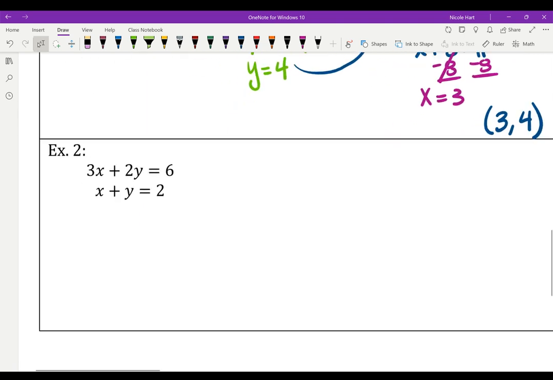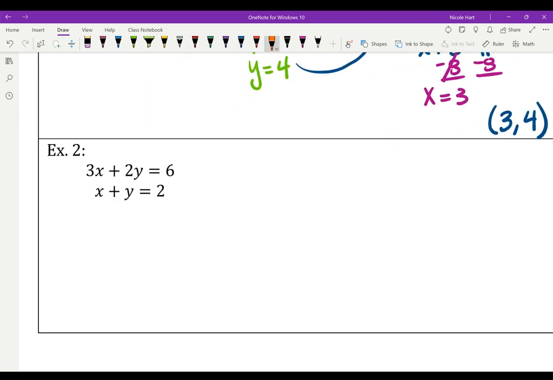Looking at example 2 here. I want to go straight into this. I am looking at 3x plus 2y equals 6, and x plus y equals 2. So I do not have any opposite signs. I have no negative signs, no subtraction. So whatever I multiply by, I am going to have to multiply by the negative. So I can either multiply by negative 3 to cancel out 3x, or multiply by negative 2 to cancel out the y with the 2y. It does not matter to me which you choose.